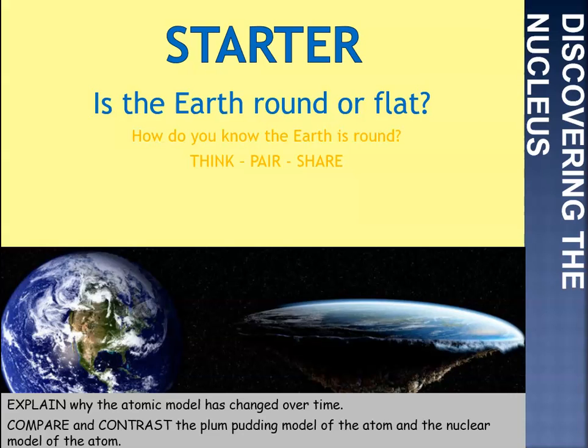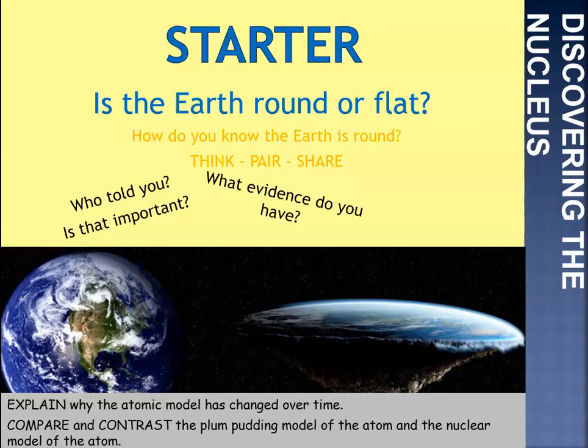Okay, you come to your conclusion. Who told you whether the Earth was round or flat? And is it important who told you whether the Earth was round or flat? What evidence do you have to support what you state? If you're stating the Earth is round, you'll need evidence to support that theory. And has it been proved? Have other scientists proved this? Have they published their findings? Have they showed it and convinced other people? This is what science basically is.